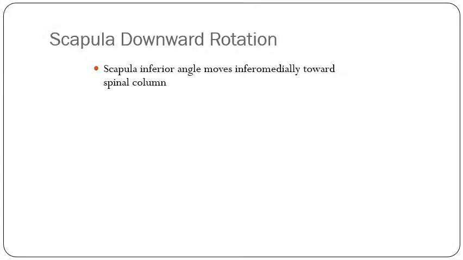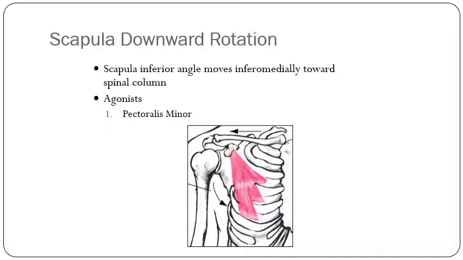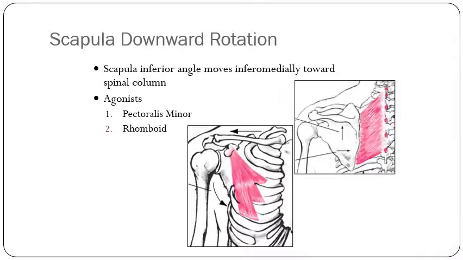Scapular downward rotation. The inferior angle moves inferior-medially towards the spinal column, essentially a return from upward rotation. So obviously, if the scapula is upwardly rotated, it has to downwardly rotate. The agonists are going to be the pec minor and the rhomboid muscles.